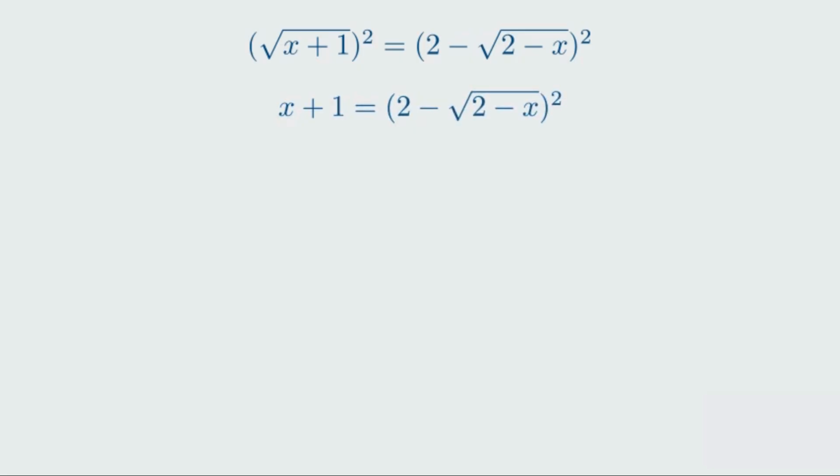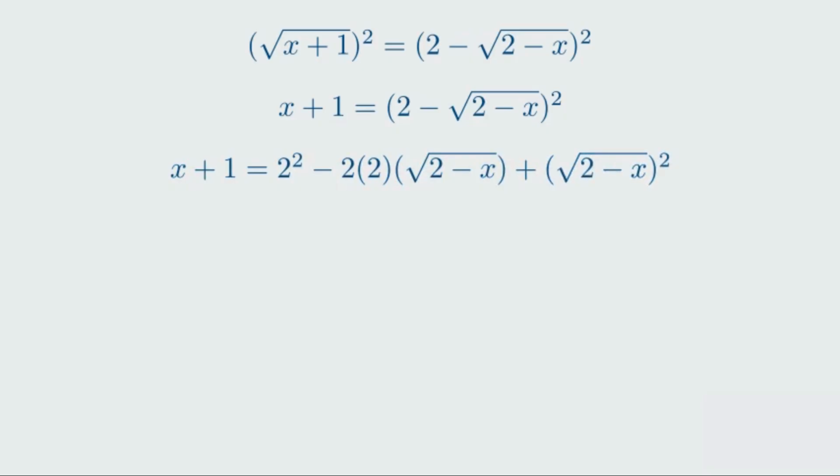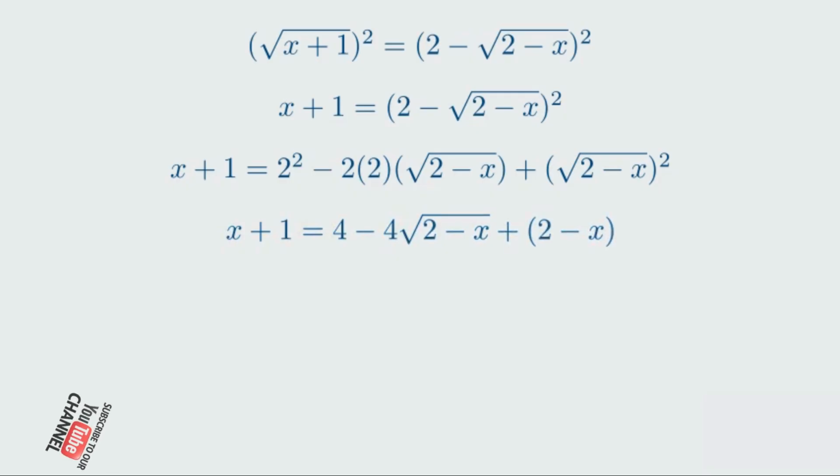Now let's expand the right side. Remember the binomial formula, a squared minus 2ab plus b squared. Here, a is 2, and b is the square root of 2 minus x. So, we have 2 squared minus 2 times 2 times the square root of 2 minus x, plus the square root of 2 minus x squared. Let's simplify this. 2 squared is 4, and root 2 minus x squared is 2 minus x. This simplifies our equation to x plus 1 equals 4 minus 4 times root 2 minus x plus 2 minus x. See, we still have one radical, but the equation is much cleaner.